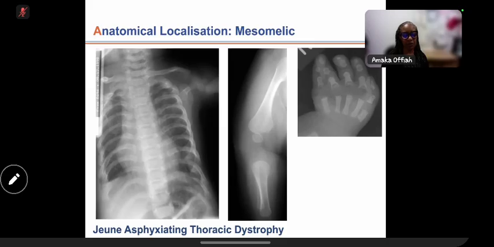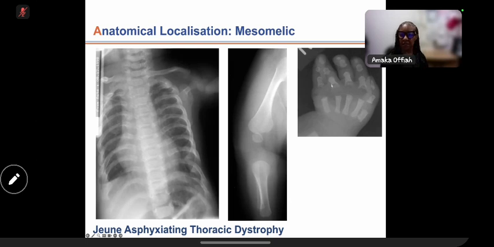If we move on to mesomelic dysplasias, remember Jeune. Most people remember it because of the short ribs and the respiratory difficulty, and in terms of patient management and presentation, that's correct. That's how it should be. They have the short ribs. Mesomelic shortening means short tibia and fibula and relatively short radius and ulna.